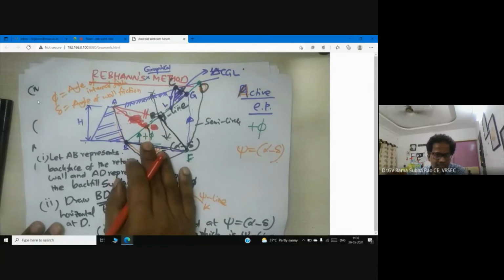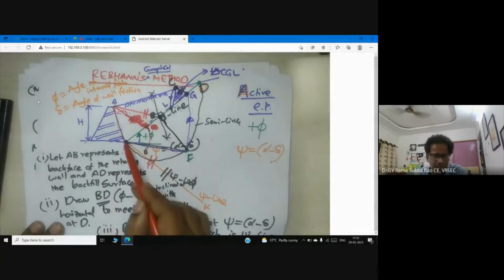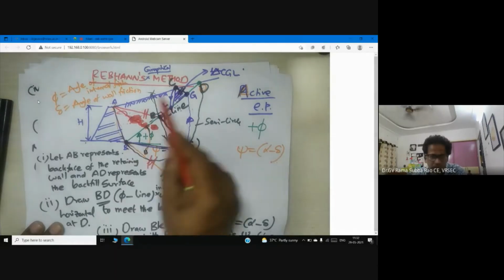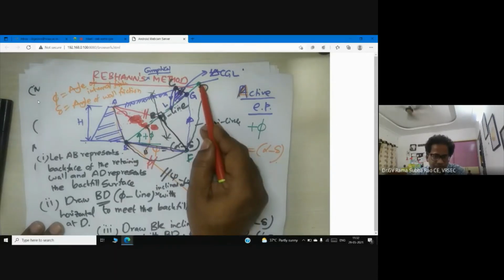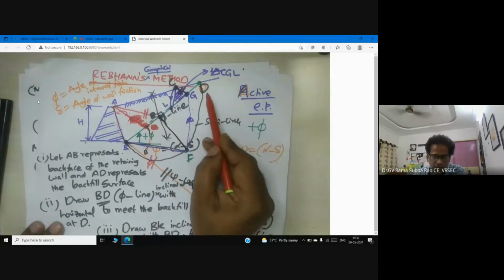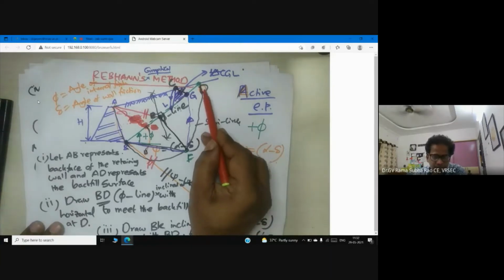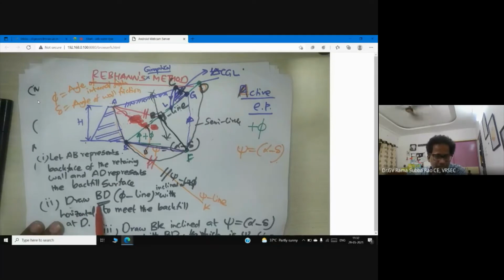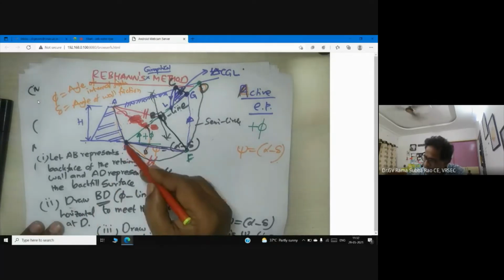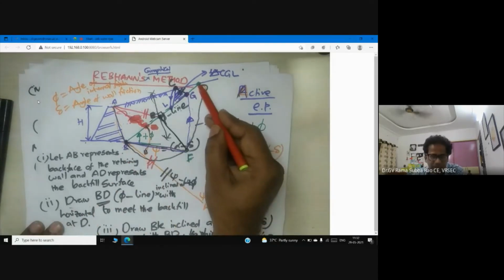Let AB be the back face of the wall, and it is very important that AD is the backfill surface. But don't ask me about the right location of D. You will get the location of D once you draw the BD line, that means the phi line. Then it intersects the backfill at D. Now I got the location of D.